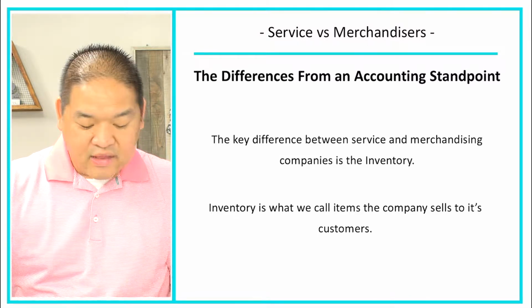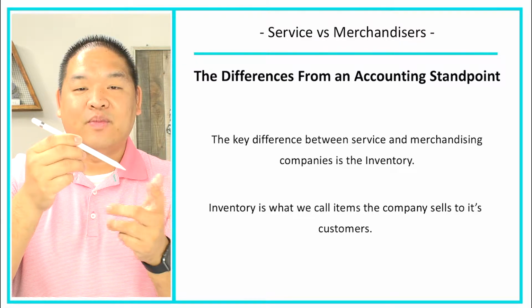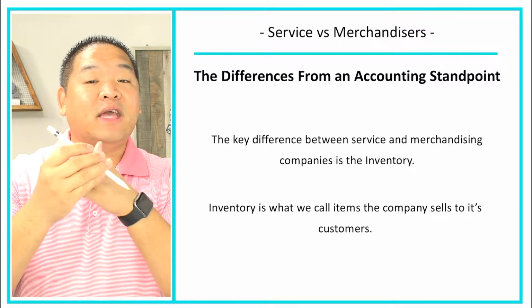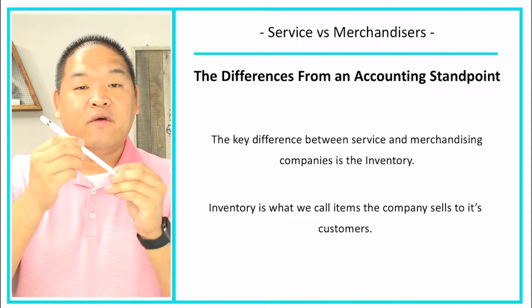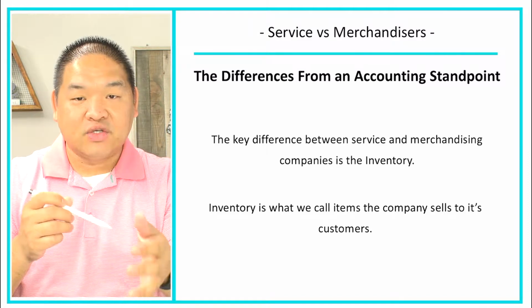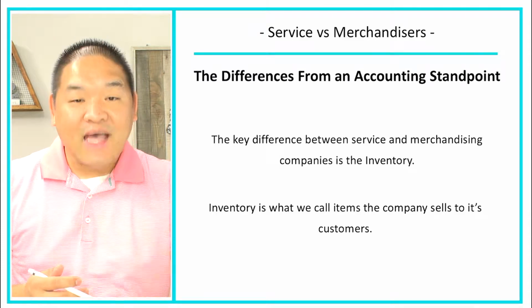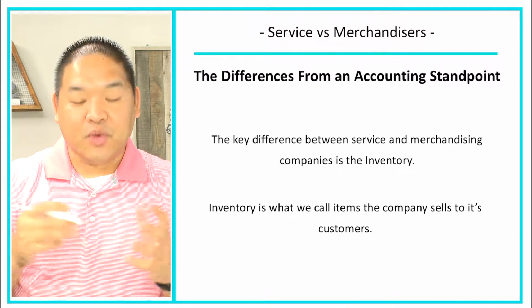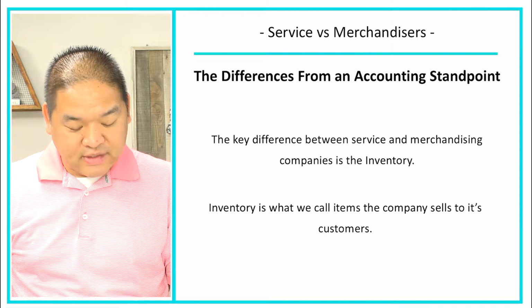Now, they might also buy, for instance, let's say this is a pencil. It's an Apple Pencil, I think that's what it's called. Let's say they use this to take orders. This is not something they would sell to a customer. This is for their internal use. This might be called supplies. So there is a difference between supplies and inventory. Inventory is what a company would sell to their customers. Supplies is what a company would use in their normal operations. So inventory is what we call items that a company sells to its customers.